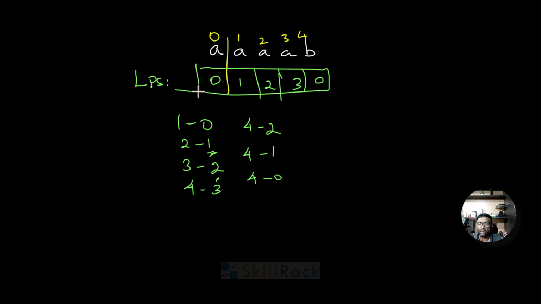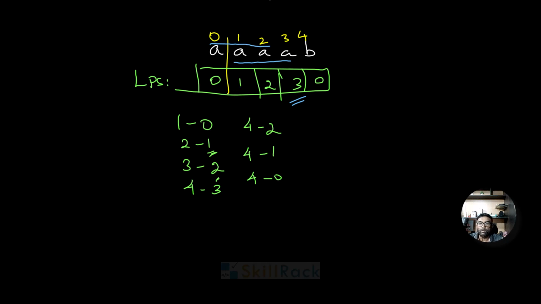From here, what are you trying to do? What is the maximum value in this LPS array? It is 3, which means a suffix of length 3 is there which is the same as the prefix. So 3 means you go 3 characters, it is A. Matching prefix, A here.